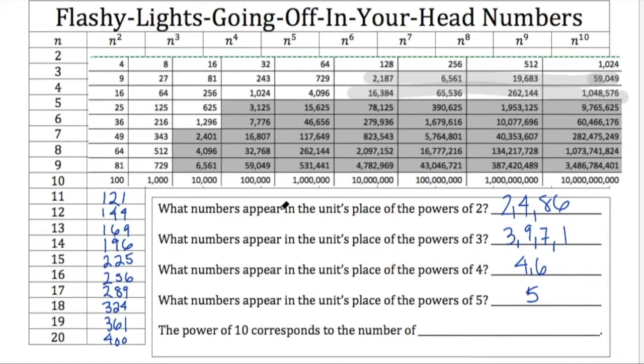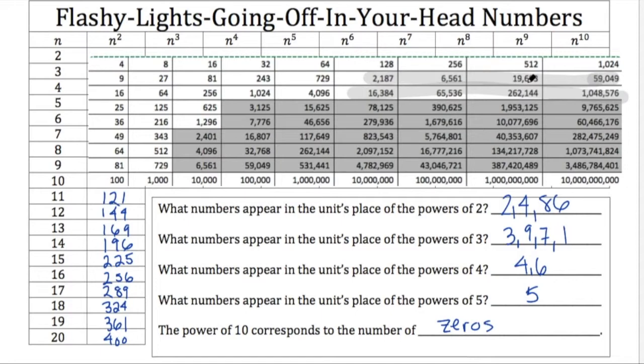For the powers of 10 down here, you will of course have 0 in all their units places, but you might notice that when we have 10 to the third, we have 1,000, 10 to the fourth, 10,000, 10 to the fifth, 100,000. So the power of 10 corresponds to the number of zeros. Great. So definitely spend some time with your numbers squared, numbers cubed, and the powers of 2 especially. Those ones you should know pretty quickly.